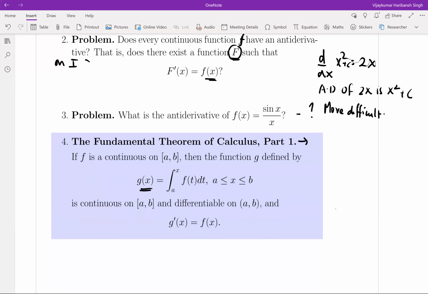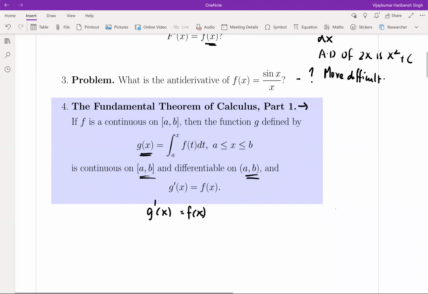Then the fundamental theorem of calculus tells you that this g of x is continuous on [a, b] and differentiable on (a, b). So continuous on the closed interval [a, b] and differentiable on the open interval (a, b). And not only that, g prime of x equals f of x. So your g of x is in some sense the antiderivative of what? Your function f of x.